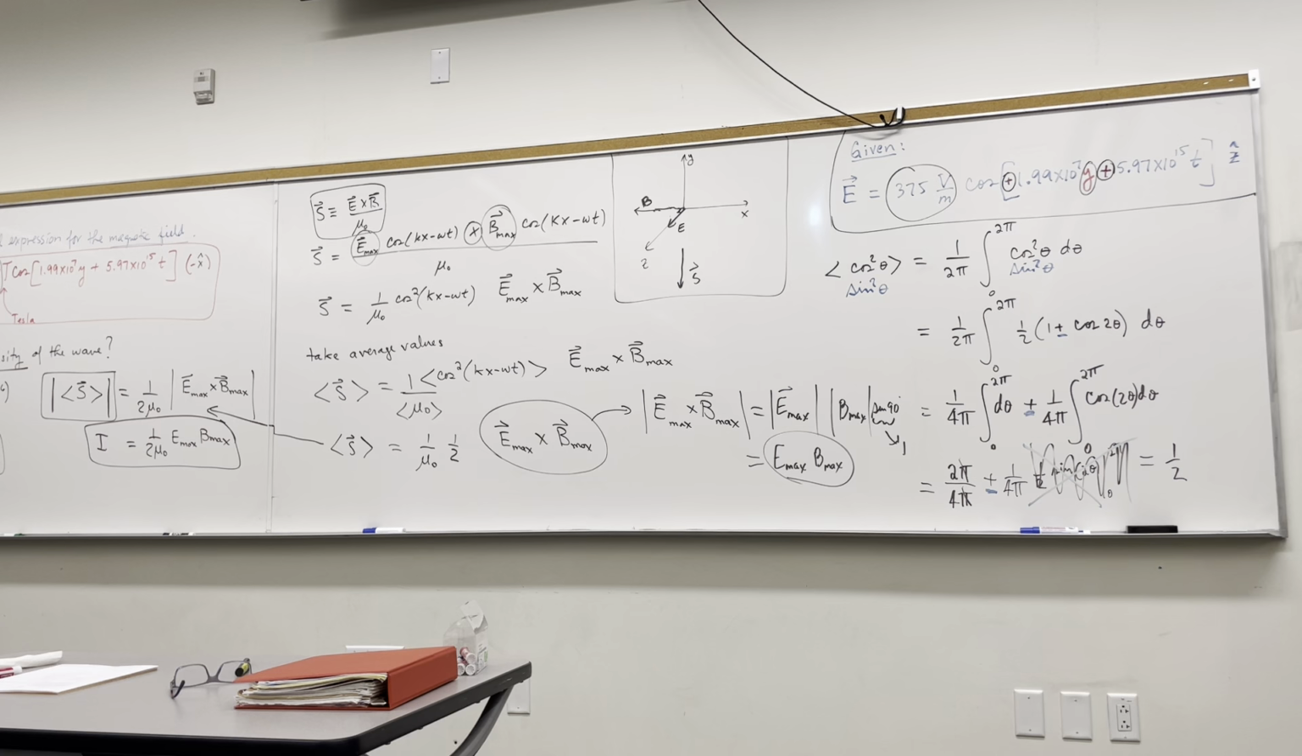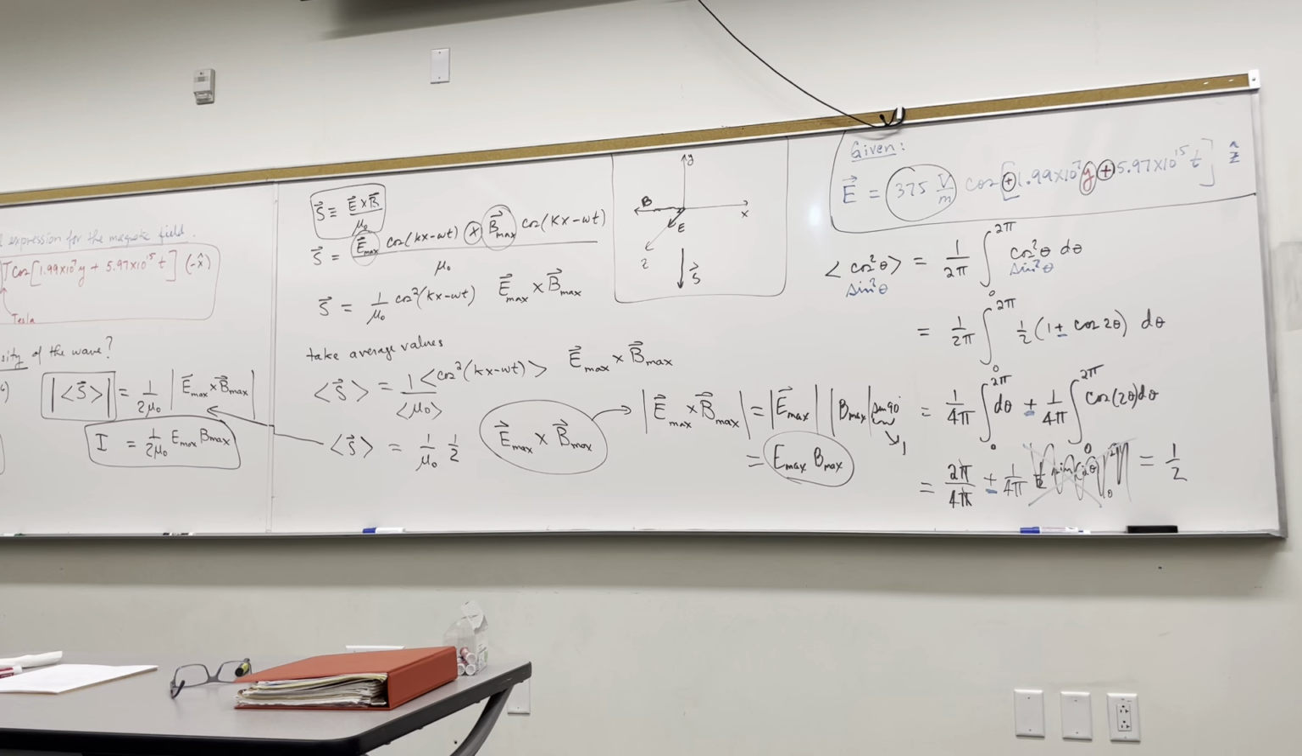So how do we figure out the amplitude? What is the amplitude of this electric field? Whatever multiplies the sine or the cosine is going to be the maximum value. That's the electric field amplitude. That's E max, not E naught, because it's not initial, it's E max. It's 375 volts per meter.